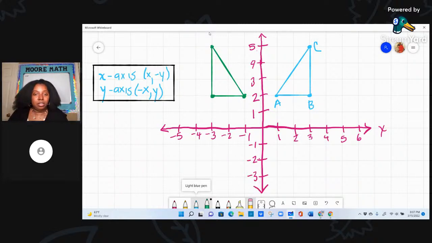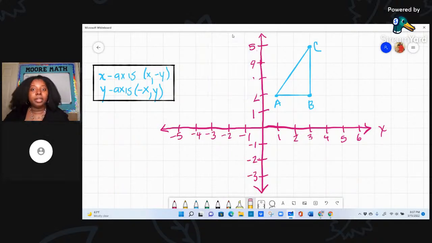So tell me, if I say translate this, let me erase what we have right here. And I say translate this original figure 2 spaces to the right. Where would it be? So I want you to translate this figure 2 spaces to the right. And I have someone that asks this important question: how do you know the difference between a translation and a reflection? So we're going to talk about that a little bit right after this.